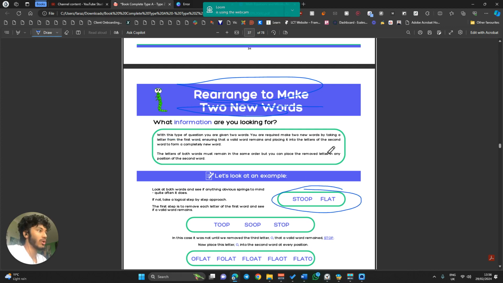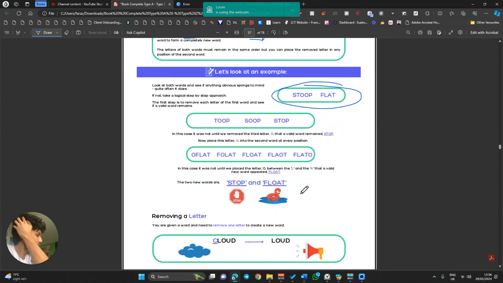You are required to make two new words by taking a letter from the first word and ensuring that a valid form remains. Okay, let's just break it off there and figure out what they're talking about. So we need to make two new words. Alright, let's have a look. Down here, it looks like these are the two new words they're talking about. From stoop and flat, they've got stop and float.